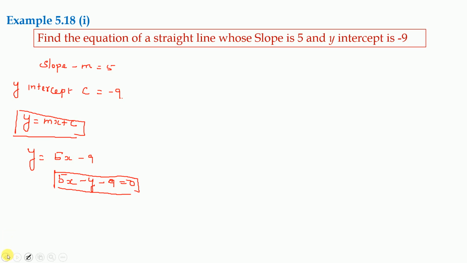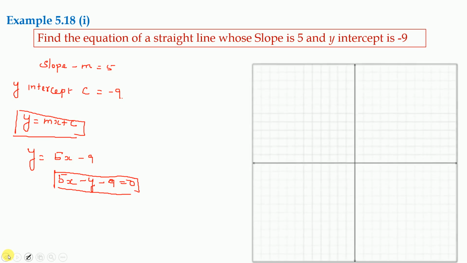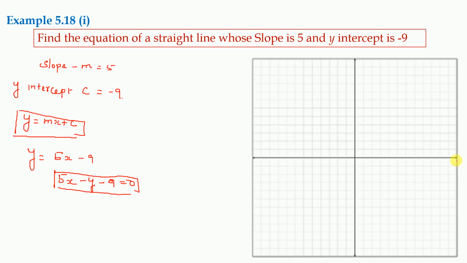Let us understand this particular concept with a graph. We have a graph here, and we know this is y, and here it is minus y. This is x, and this is minus x. For this equation, we are going to assume some x values. For each x value, we find the y value and get the coordinate points. Whatever coordinate points we get, we mark on the graph and draw the straight line. For example, we can have x is equal to minus 1.